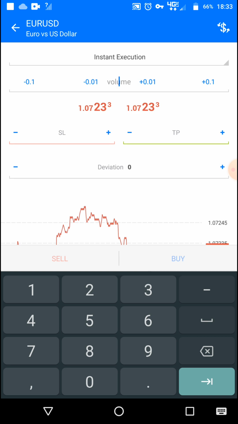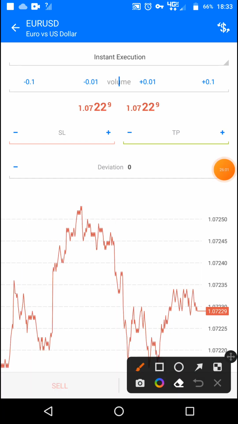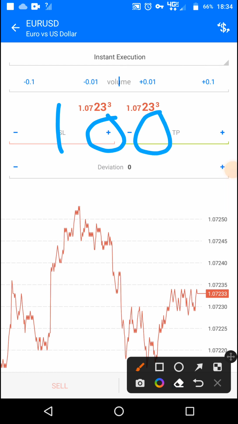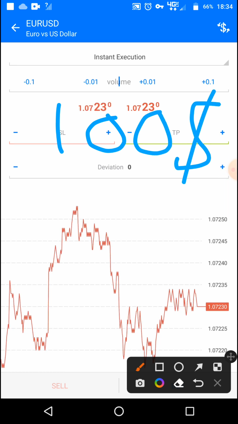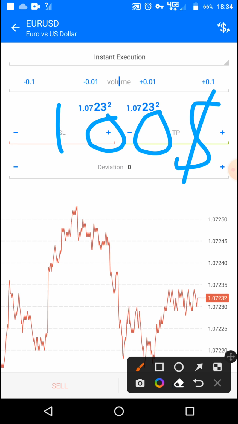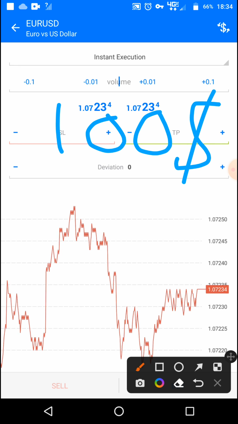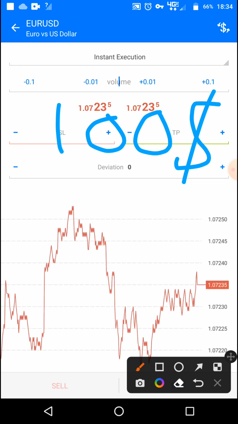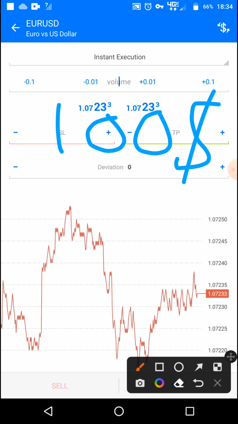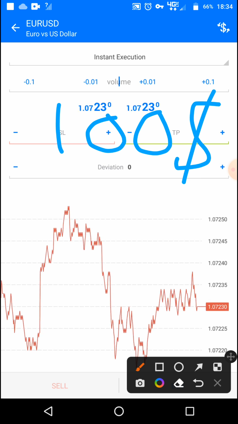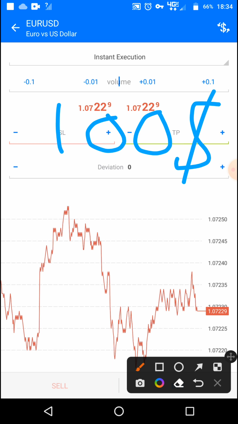If you have like $100 in your account, I always recommend you should trade in $1 lot size, that is 0.1 lot size, so that when you make a bad choice and you are losing, you don't lose all your account.